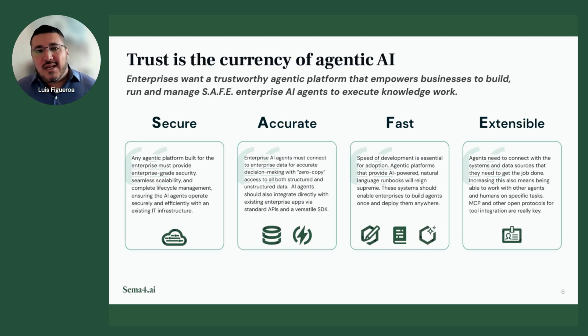Right, so we like to say that enterprises need a safe approach to adopting an AI agent framework. And SAFE happens to be just a really nice acronym also for the pillars on which we build the platform. It stands for secure, accurate, fast, and extensible.